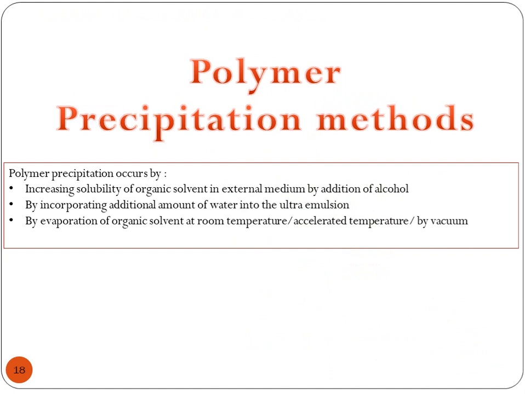Next are polymer precipitation methods. It occurs by increasing the solubility of organic solvent in external medium by addition of alcohol. Second is by incorporating additional amount of water into the emulsion. And third one is by evaporation of organic solvent at room temperature or isolated temperature or by vacuum.